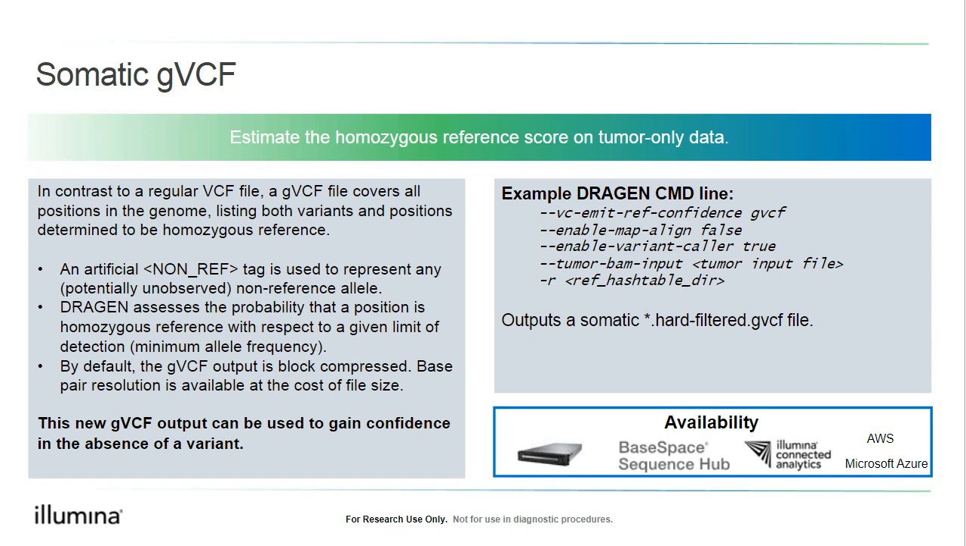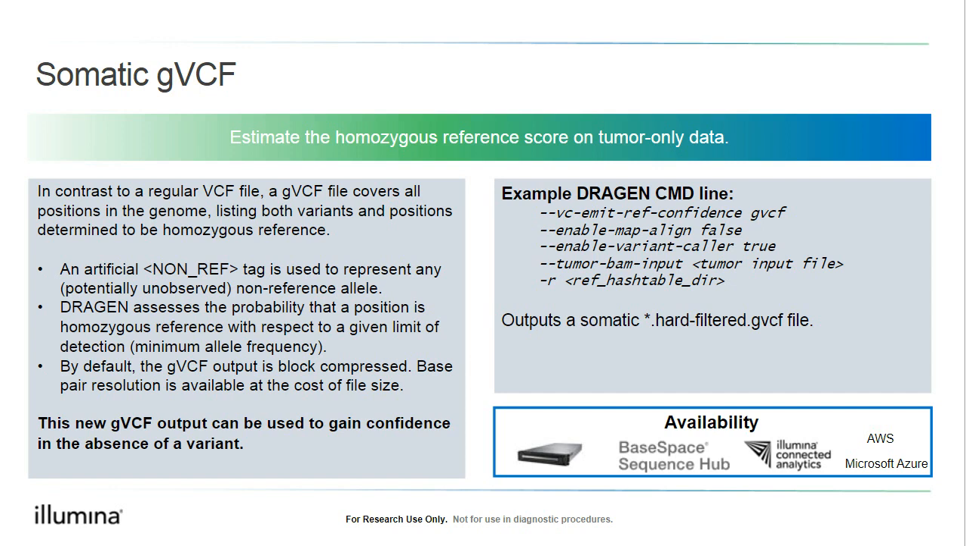So what we have done is that when you enable this option to generate GVCF somatic, we will bring in an artificial on-ref tag that is used to represent these variants. And what happens is with this feature, the output can be then used to gain confidence in the absence of a variant. So you can turn this on. By default, the GVCF output is compressed. So, you can get a smaller GVCF file.